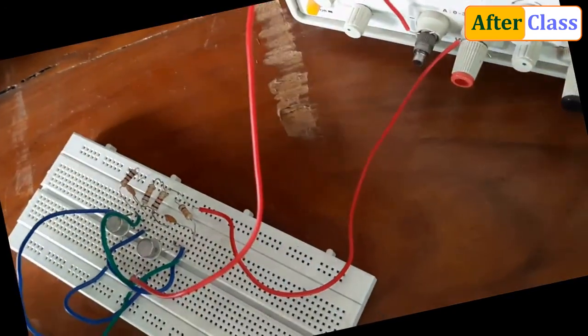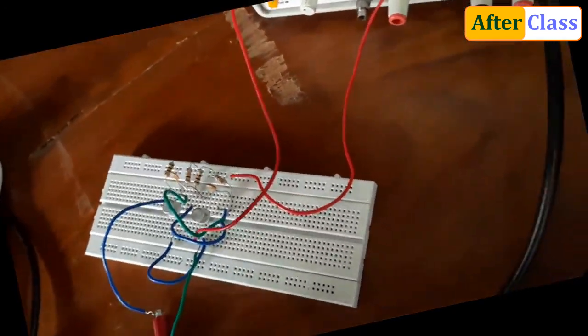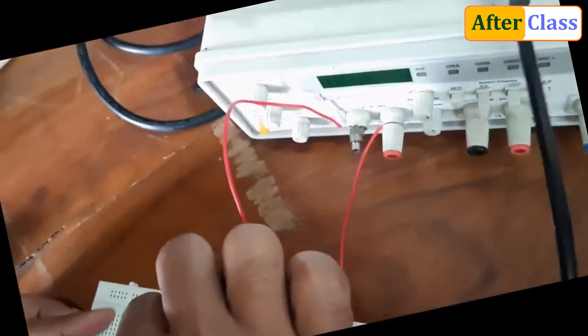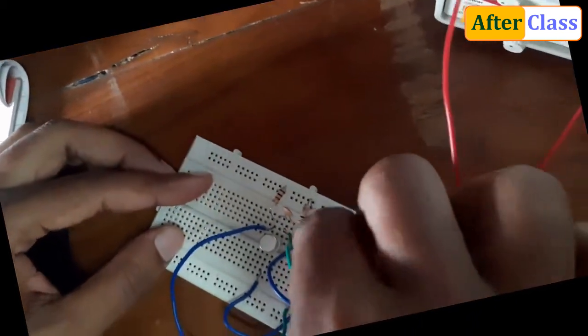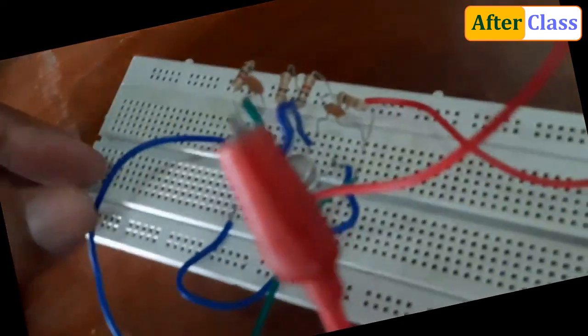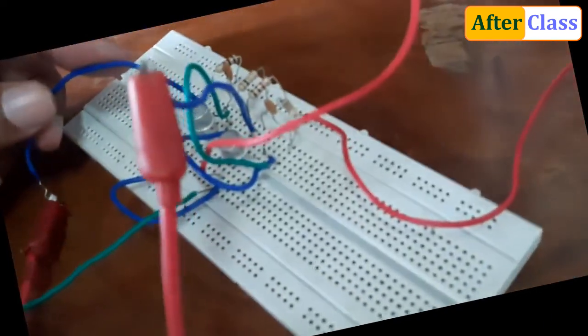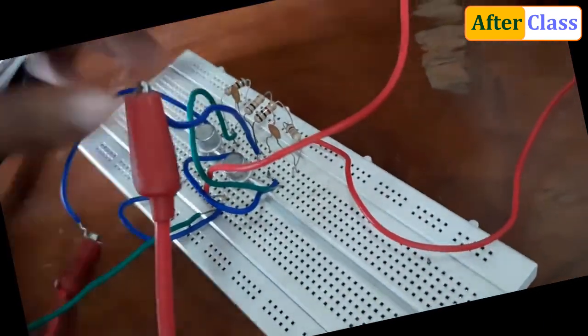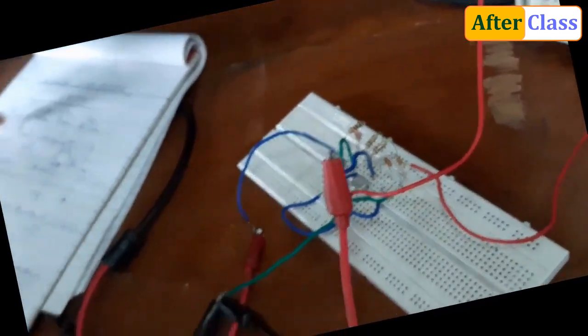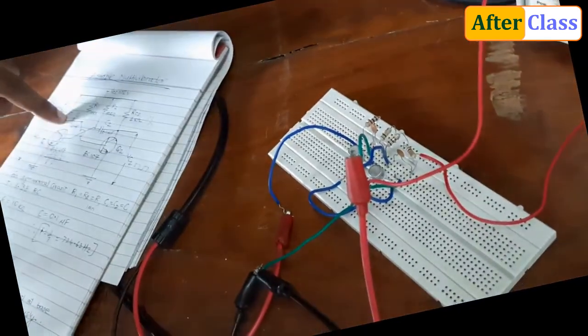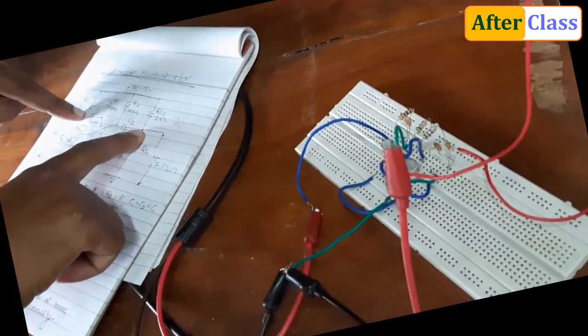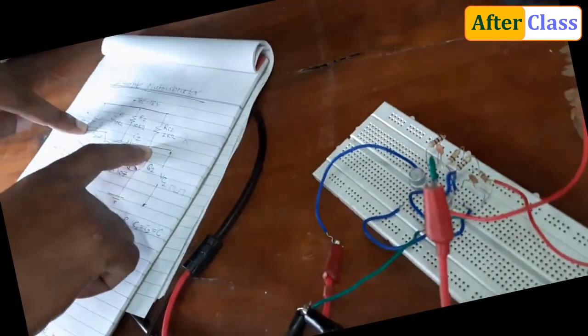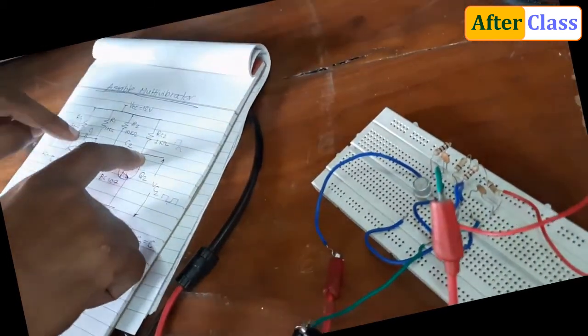Now I will connect this wire to the collector of the transistor. I have used two BNC probes because I want to see the waveform at this point as well as at this point, both points. So on both the collectors I have connected the CRO probe. So I have used CRO here.